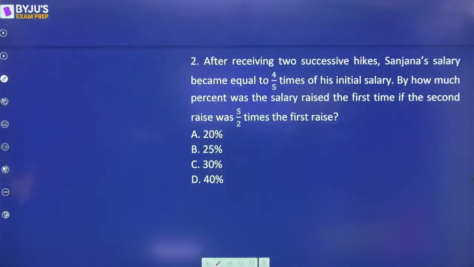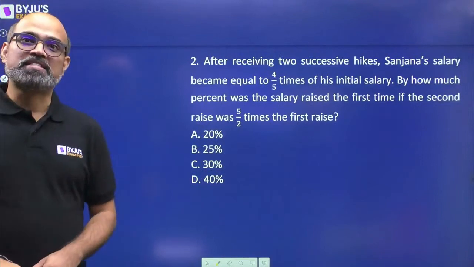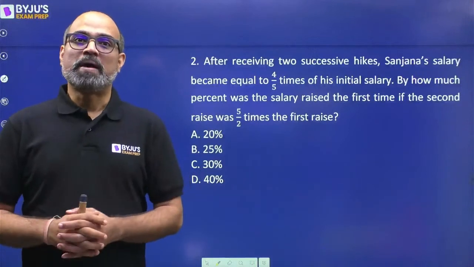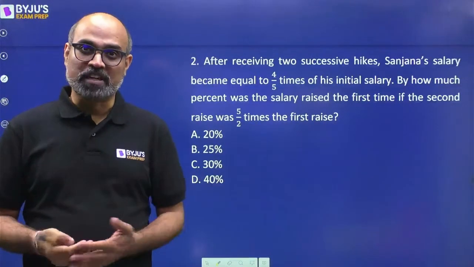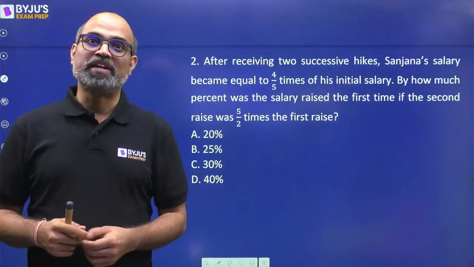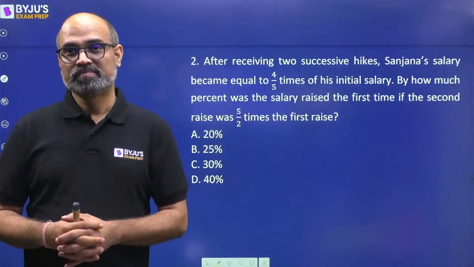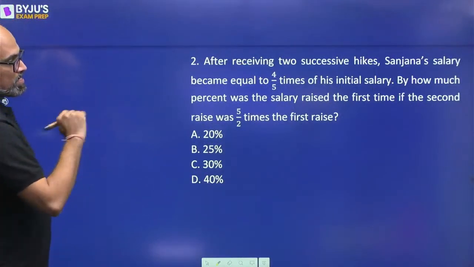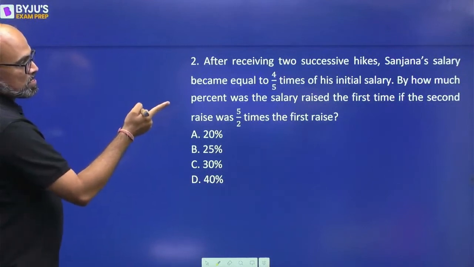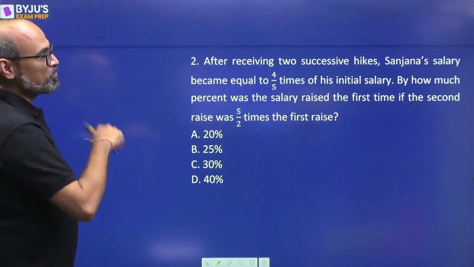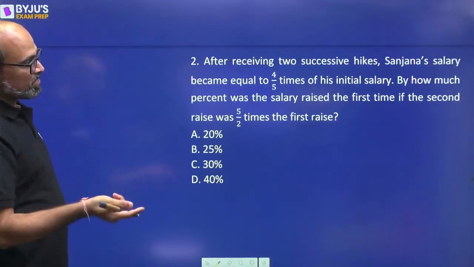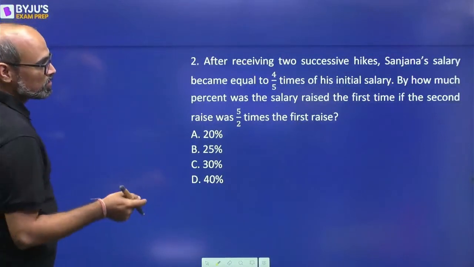Okay. Next question. After receiving 2 successive hikes, Sanjana's salary became equal to 4 by 5 times of his initial salary. By how much percentage was his salary raised the first time if the second raise was 5 by 2 times the first raise? Right? So there are 2 successive hikes, and how much was the first one, if the second raise was 5 by 2 times the first raise.